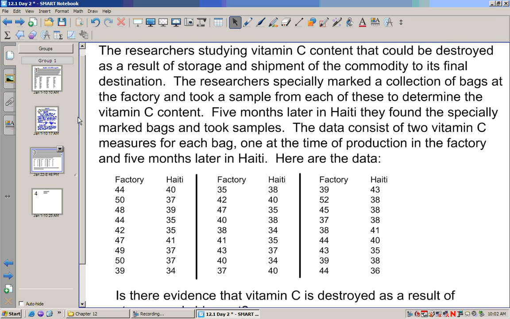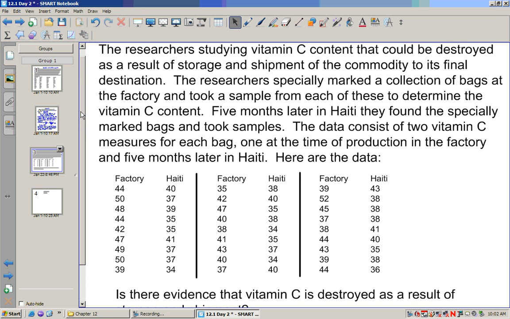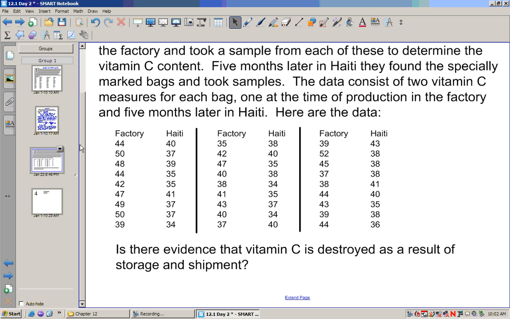Here's a new one. I want you guys to read this and then try it on your own, and then take a look and see what I've done. The research is studying vitamin C content that could be destroyed as a result of storage and shipment of the commodity to its final destination. The researchers specially marked a collection of bags at the factory and took a sample of each of these to determine the vitamin C content. 5 months later in Haiti, they found especially marked bags and took samples. The data consists of 2 vitamin C measures for each bag, one at the time of production in the factory and 5 months later in Haiti. Here are the data. Is there evidence that vitamin C is destroyed as a result of storage and shipment?